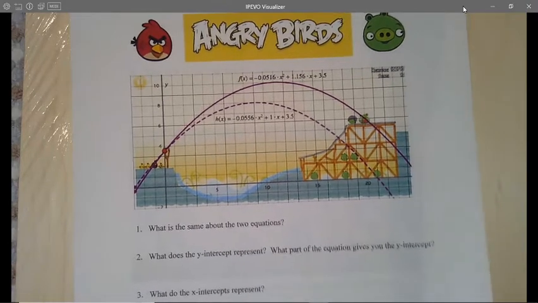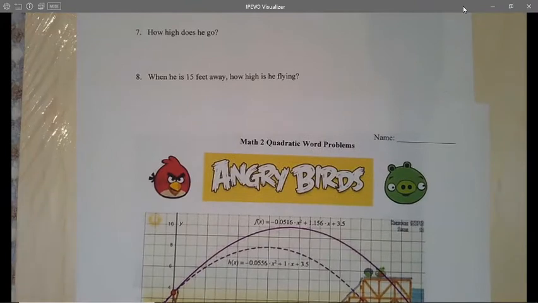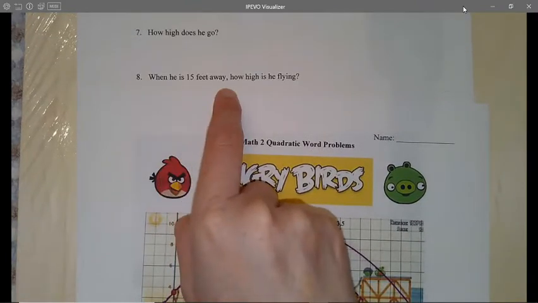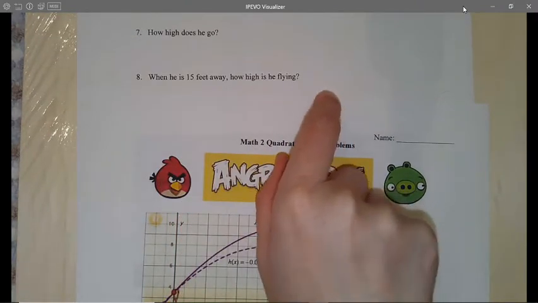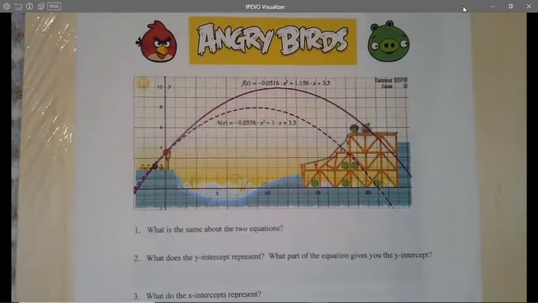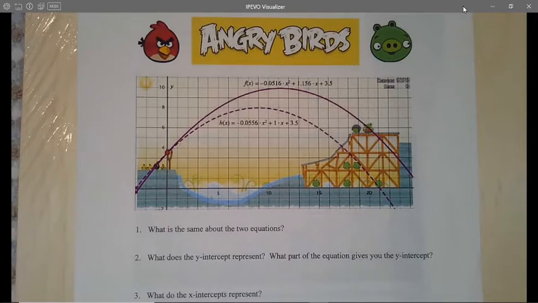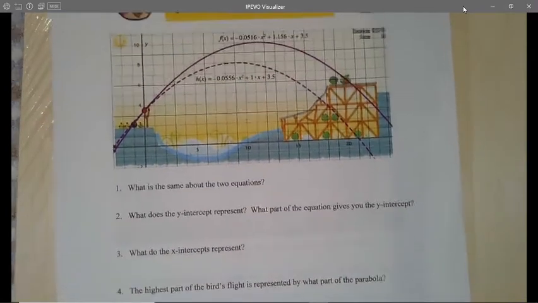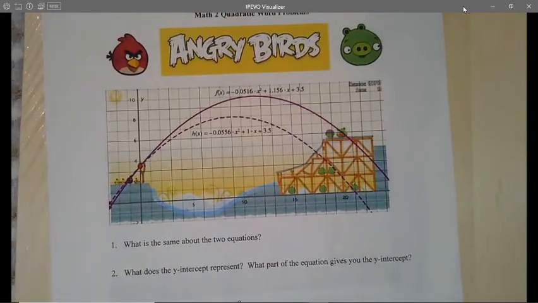The only reason why I know is because one of the questions, if you flip over your paper, says, when he is 15 feet away, how high is he flying? So I know that the units are in feet, but if you don't know the units, you can just call them units. But if we know the units, it's good to name them by our units. So it's good to know that we're working in feet. Okay, so I'm going to walk you through this activity. You will need this nifty paper to do the activity. So let's get talking about these angry birds, their flight paths, and their quadratic equations that model their flight paths.